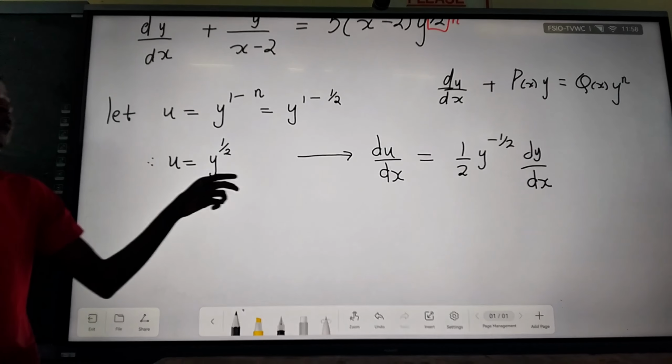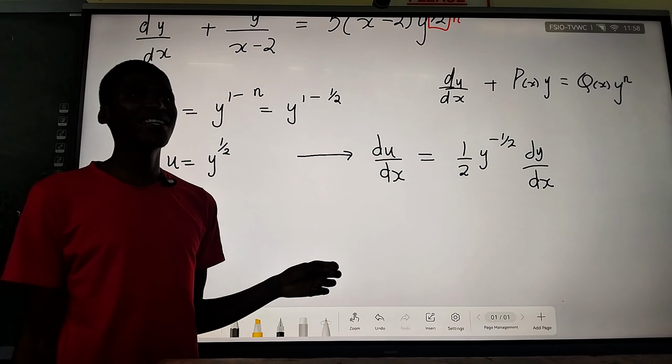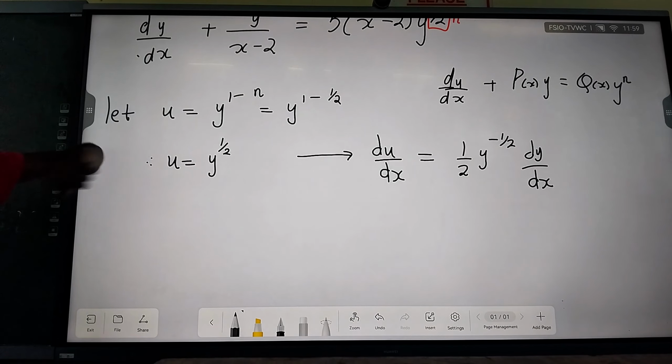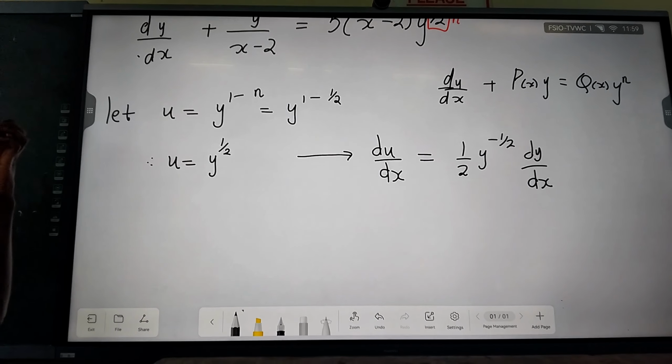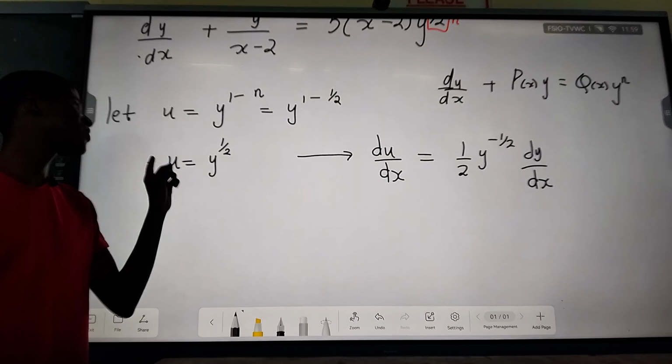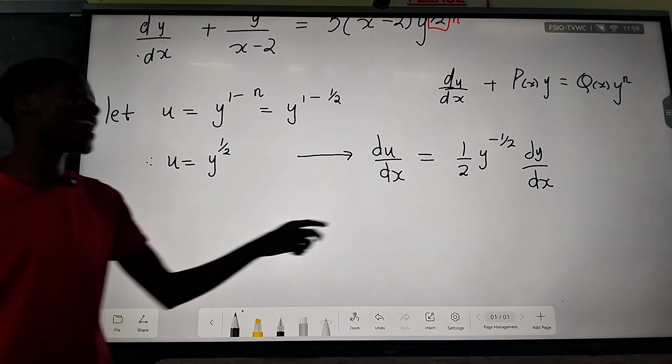And then we find du/dx. Why are you finding du/dx? Because you want to find this part with dy/dx. When you are differentiating u with respect to x, since u is a function of y, first differentiate u with respect to y. That will give you what?